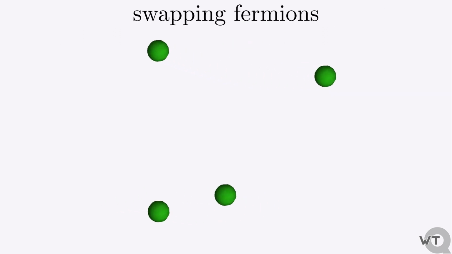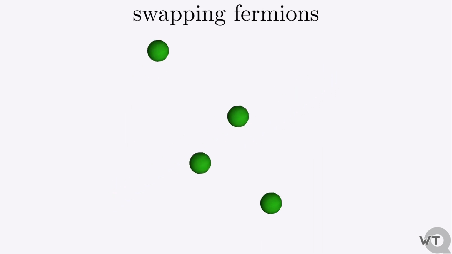There's another kind of particle called a fermion. Here I made some green balls to represent fermions. When we swap two identical fermions, the quantum mathematics is a bit more tricky.